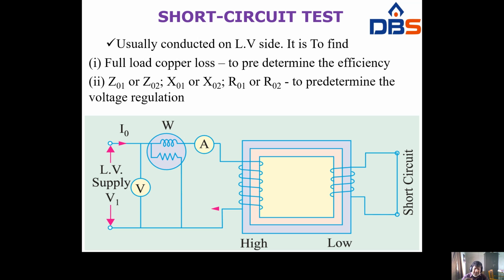According to that rated current, note down the readings of the voltmeter and wattmeter. The voltmeter reading gives the short circuit voltage, and the wattmeter reading gives the short circuit power, which is the copper losses. The ammeter reading is ISC, the short circuit current, that is, the rated current.